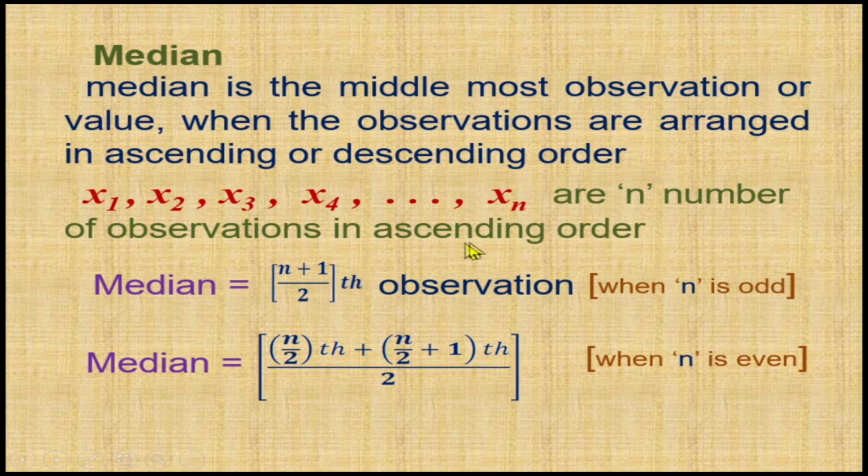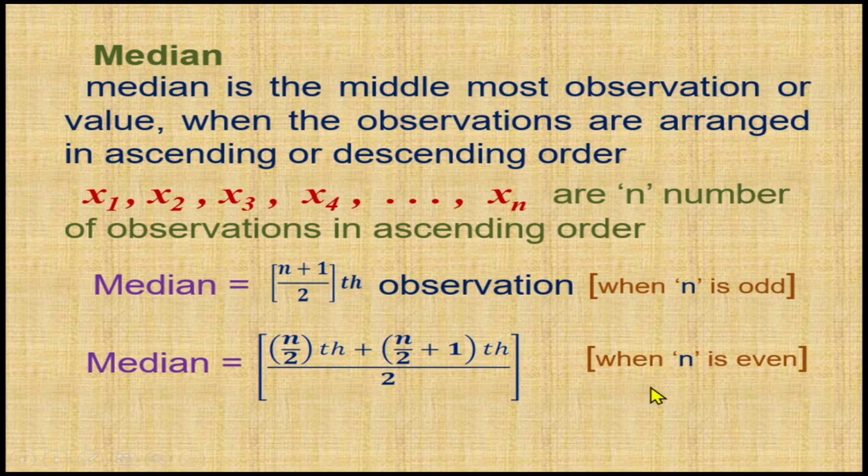So, that is the reason, when n is odd, the (n plus 1) by 2th observation is known as the median of that particular data, is it not? You please see, when n is odd, the median is equal to the (n plus 1) by 2th observation, because you have to add 1 to n. Are you clear?